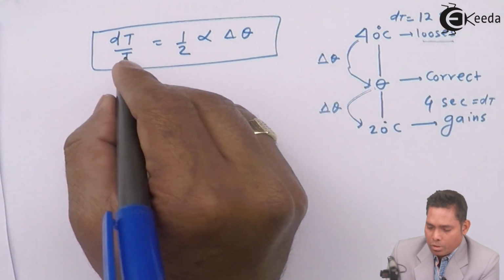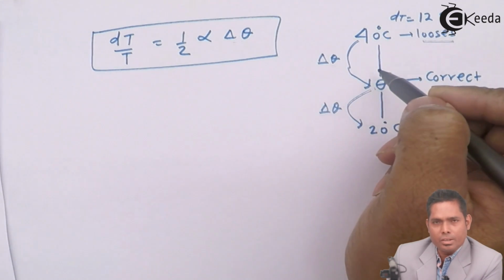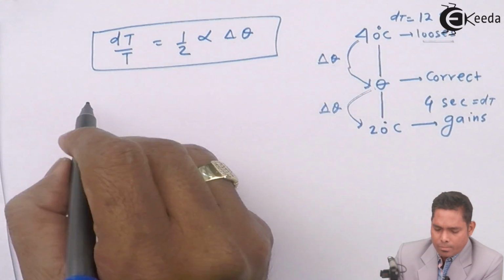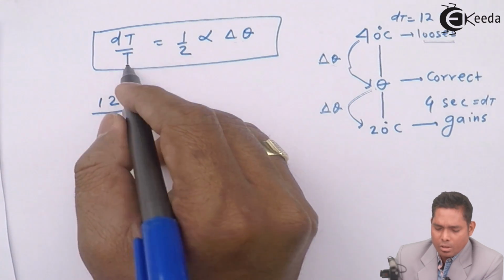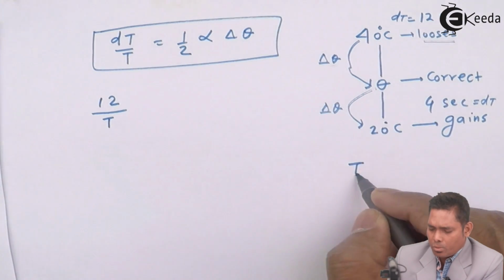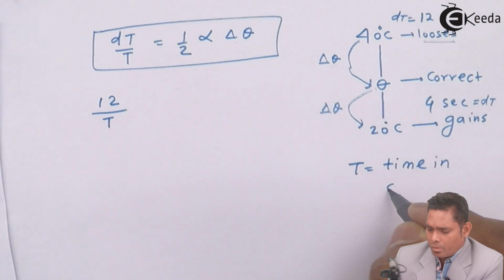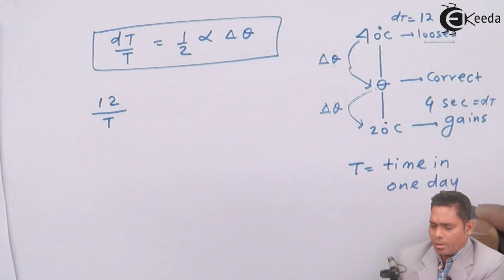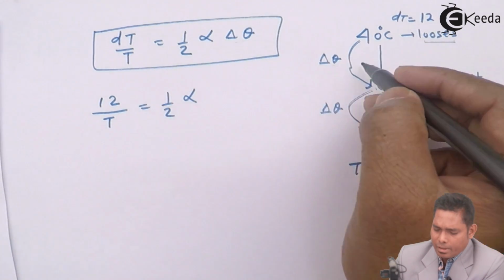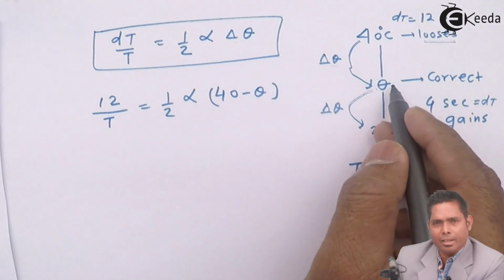I'll use this equation for the part of the question where the temperature is 40 degrees centigrade. Then delta t becomes 12 divided by t. I'll keep it as t for the time being and put in the value later. t equals the time in 1 day. So this equals half of alpha times delta theta, which is 40 minus theta. Theta is the temperature at which it gives the correct time.